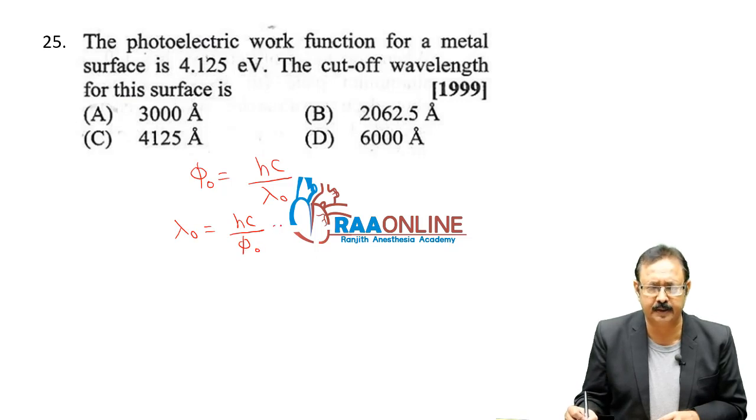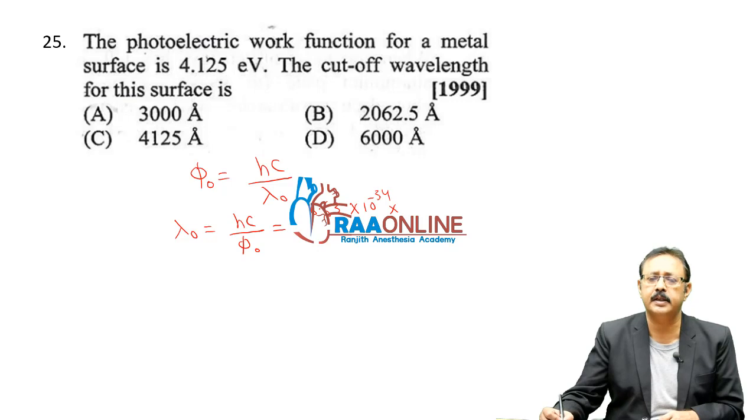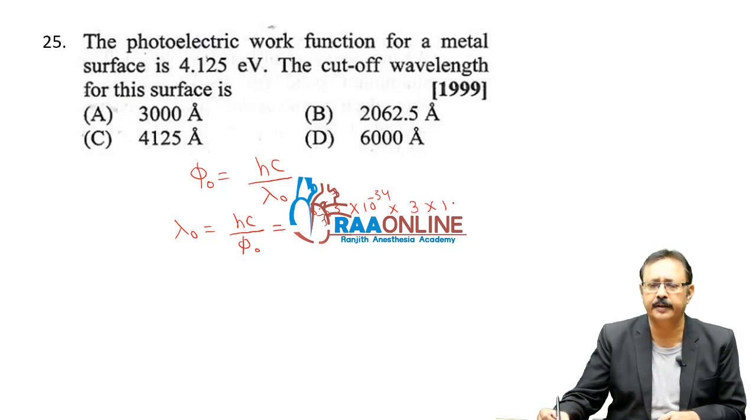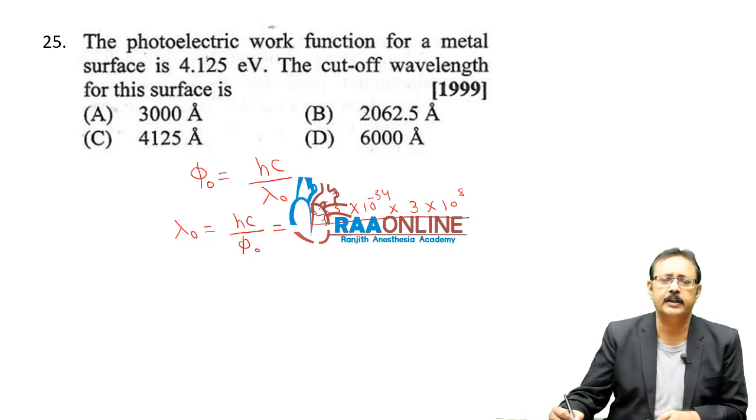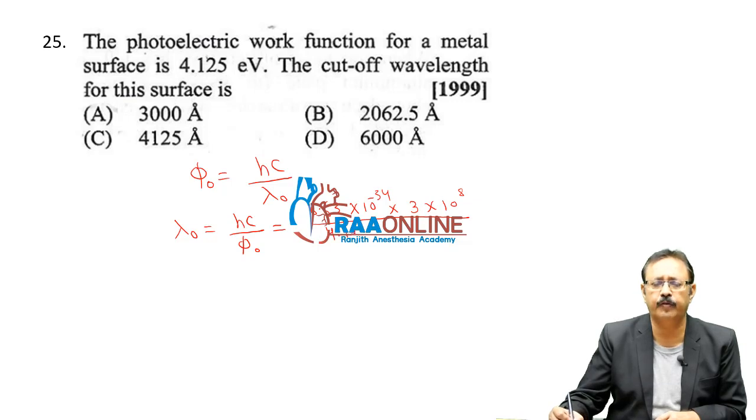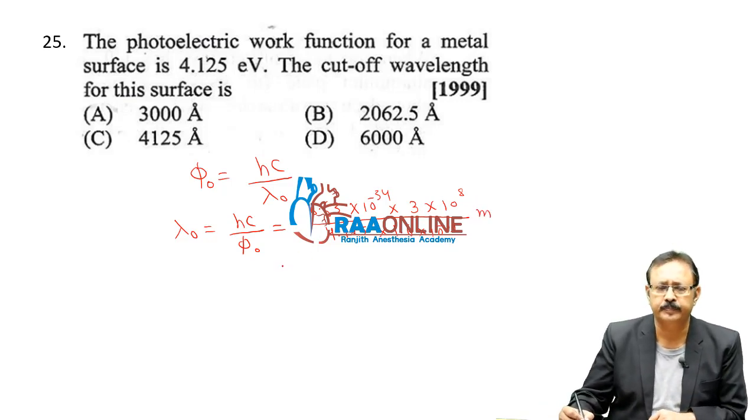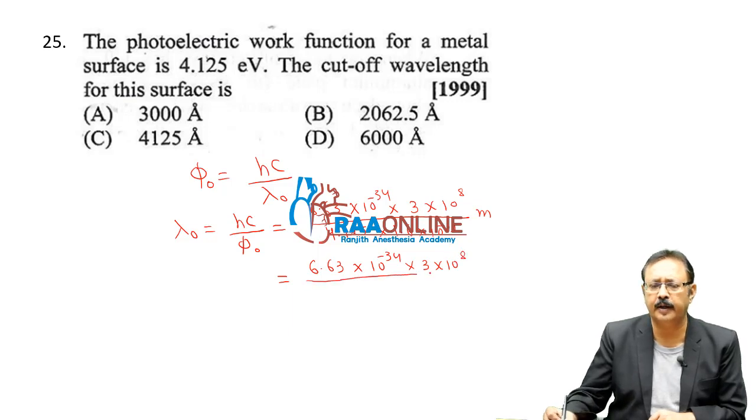First we will do it in SI units. What is h? 6.63 into 10 to the power minus 34 joule second. What is c? 3 into 10 to the power 8. What is phi naught? 4.125 electron volt multiplied by the charge of the electron, which gives joules, so we are getting the answer in meters. But the options are in angstrom, so we have to multiply by 10 to the power 10. Now the answer is in angstrom.